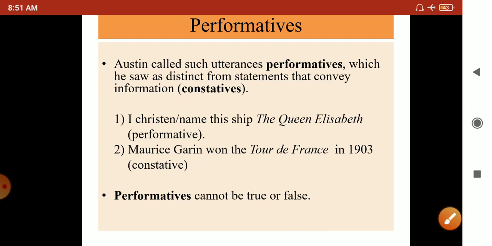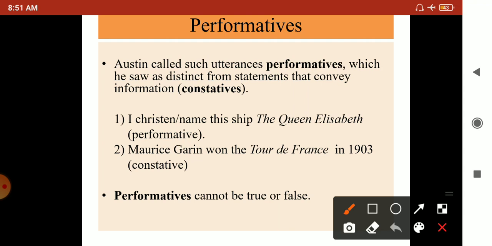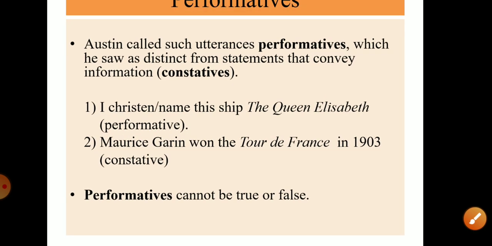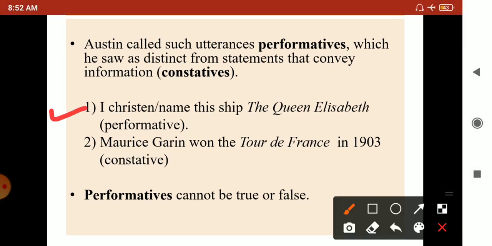But Austin says that certain utterances are performatives. For example, when someone says I christen, or I name this ship the Queen Elizabeth, the action is performed. That is, giving the name to the ship is done by this sentence.